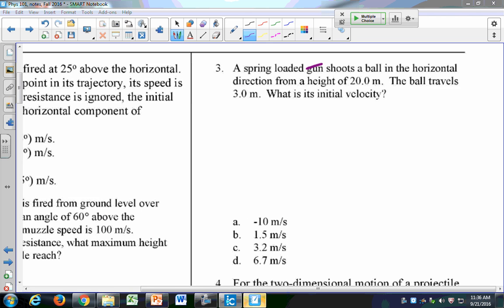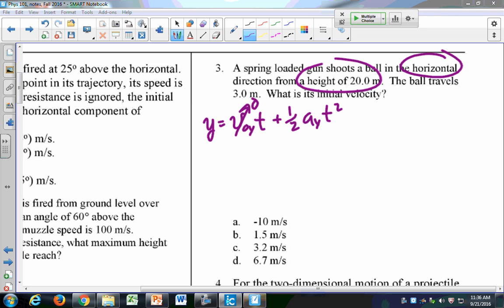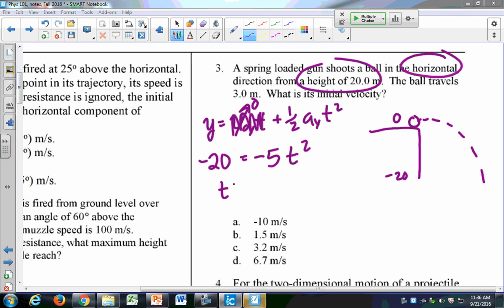So I first use the height to find the time. Let's say y equals v naught y times t plus 1/2 a_y t squared. V naught y is 0 because it's horizontal, so I'm going to get rid of this completely. Y is negative 20 because I start at 0 and I go down to negative 20 meters. That's equal to negative 5, that's half of negative 10, times t squared. So t is the square root of 4, or 2 seconds.